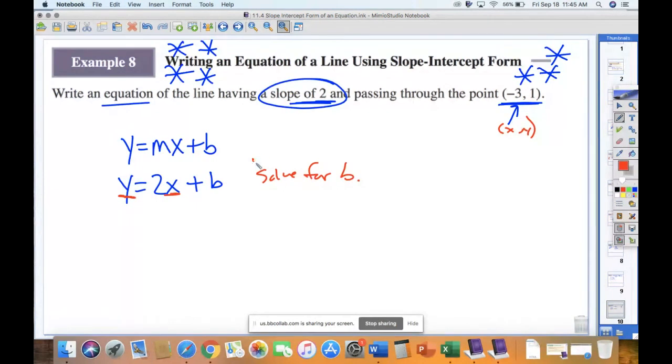I'm going to solve for b. I'm going to use my point to solve for b. I'm going to put in -3 for x, so I would have 2 times -3. I'm going to put in 1 for y. So I get 1 equals 2 times -3 plus b. I'm going to solve for b. 1 equals 2 times -3, which is -6, plus b. To get b by itself, I add 6. 6 plus 1 is 7.